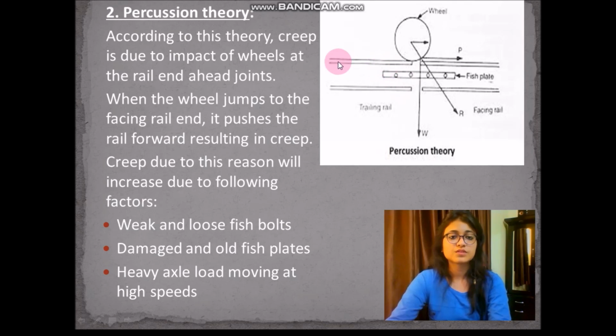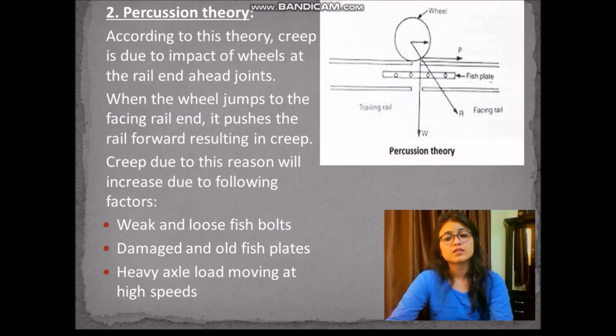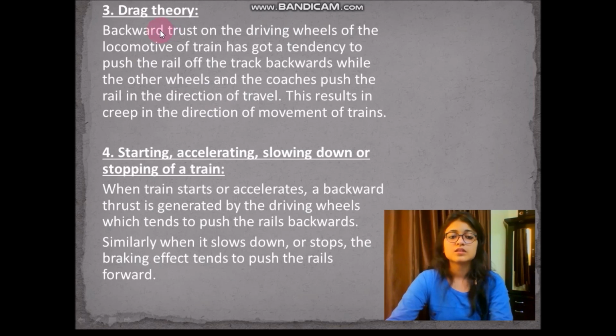First cause we saw was wave theory. Okay, a wave-like motion will be set up and this lifted part will be pushed forward, and that is how the rail will be pushed forward and the rail will move longitudinally इसकी वजह से. तो that is why creep will occur. Second is percussion theory, that says कि व्हील को जंप लेना पड़ रहा है जॉइंट्स पे, बिकॉज एक्सपेंशन जॉइंट्स आर प्रोवाइडेड, उसकी वजह से वहाँ पे they have to take a jump. Impact is caused on the coming rail, and that is why the rail is pushed forward. Second theory was percussion theory. Now the third one is drag theory.